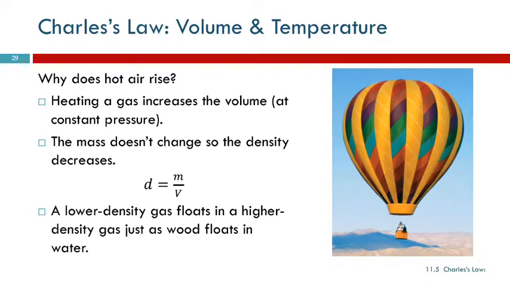This is a hot air balloon. The reason it floats is because it's full of hot air. You can control it going up and down by changing the temperature of the air, because changing the temperature of the air changes the density of the air. Heating a gas causes it to expand. The mass of the gas doesn't change, but its volume does, so its density changes. Density is the mass divided by the volume. If we make the volume larger and the mass is the same, the density is less.